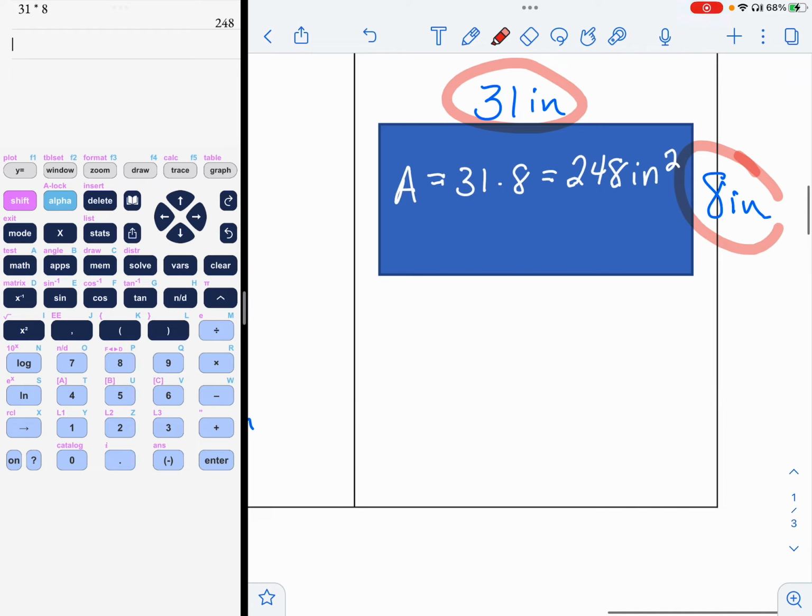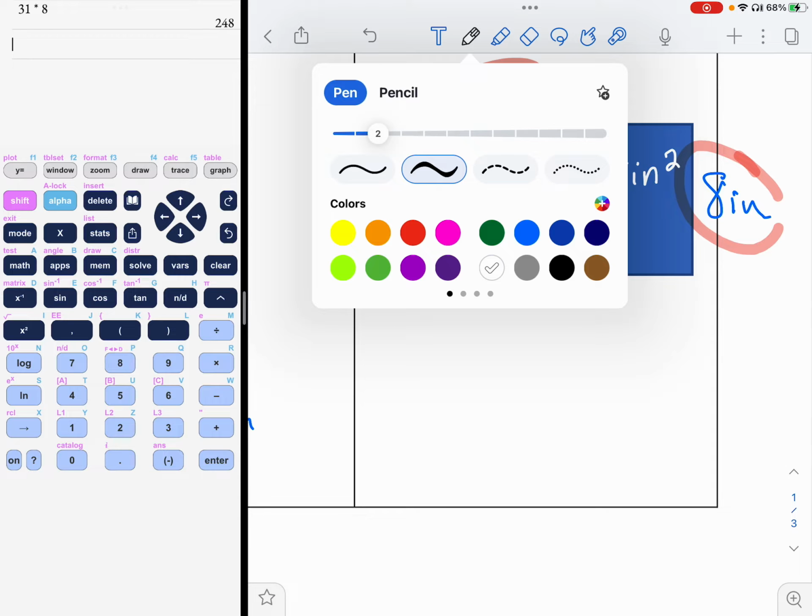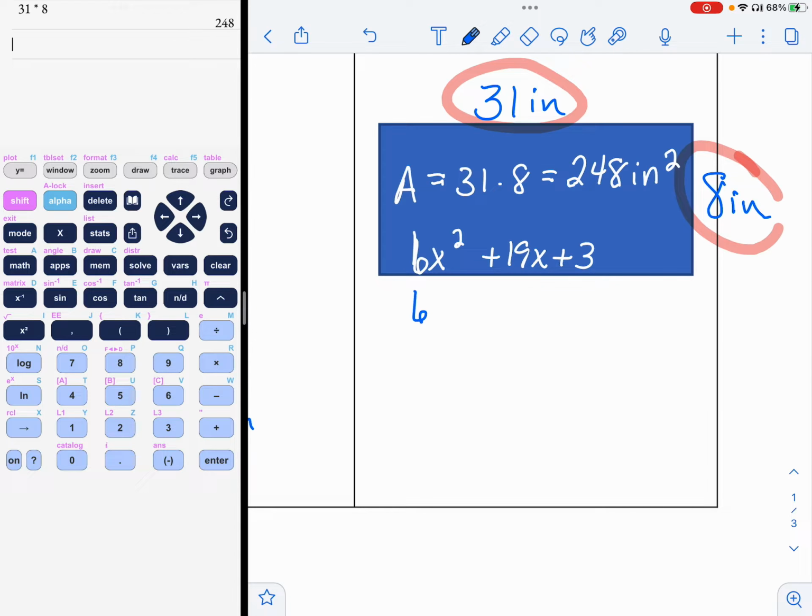So you could do, what was it? It was 6x squared. I think it was 19x, and there was a plus 3. So if you wanted to, you could have put 6 with 5 squared and 19 with 5, and then add 3. Now, that's not necessarily math that I'm going to sit here and try to do in my head. The chances of me screwing that up could happen.